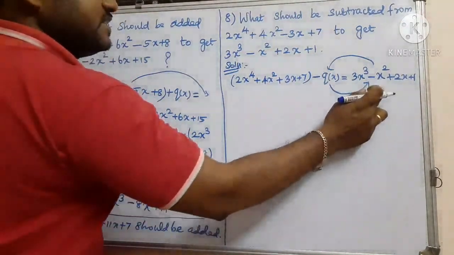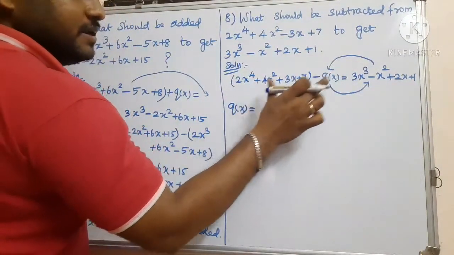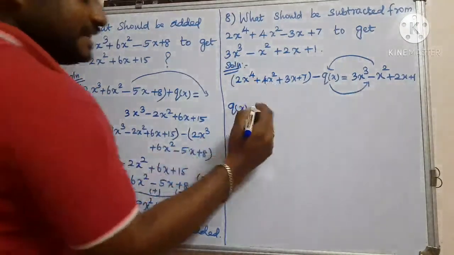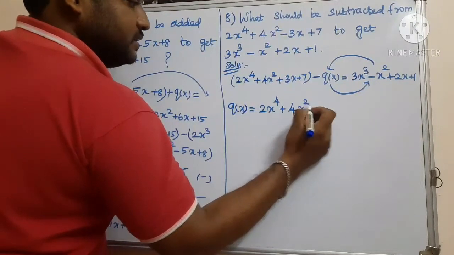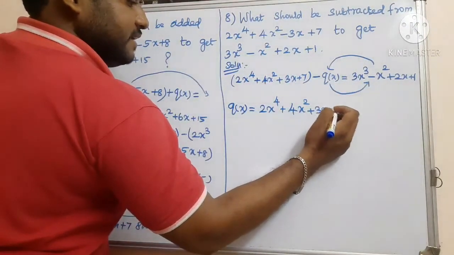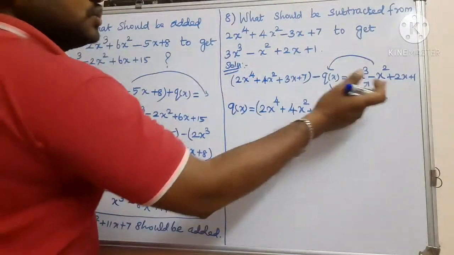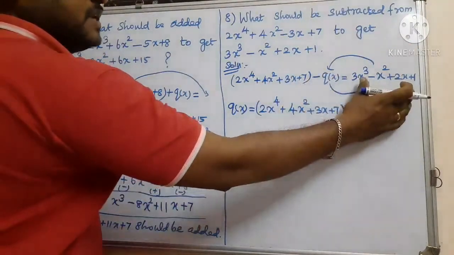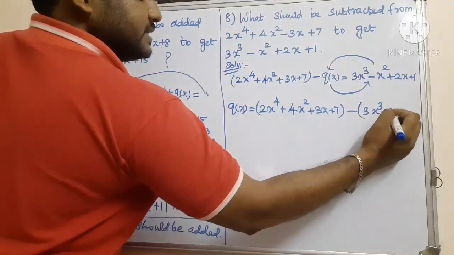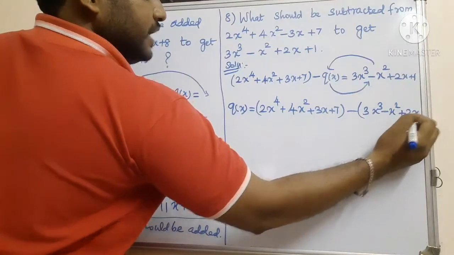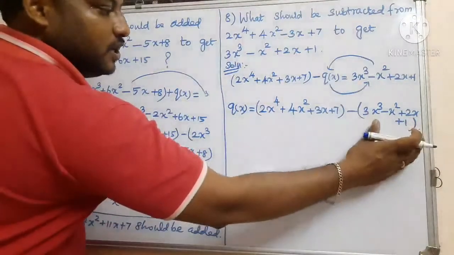Which is equal to, already one polynomial is there, that is 2x power 4 plus 4x square plus 3x plus 7, minus this polynomial should be shifted over here. So plus polynomial should change into the minus polynomial. So minus 3x cube minus x square plus 2x plus 1. Okay. So now you have to subtract this polynomial from this polynomial.